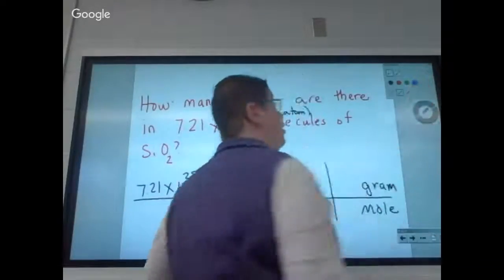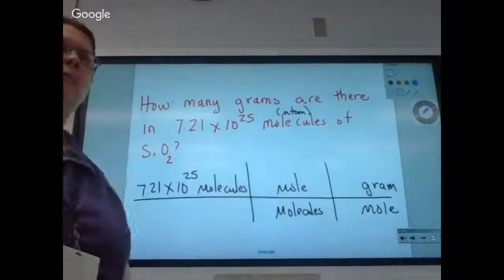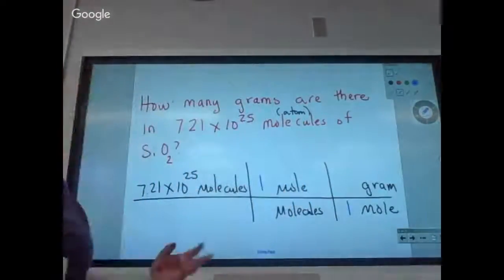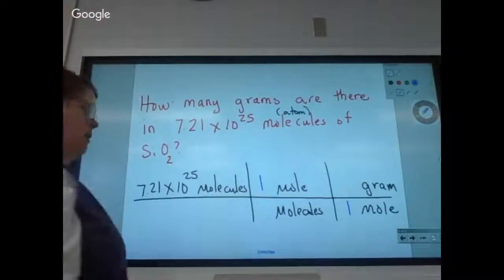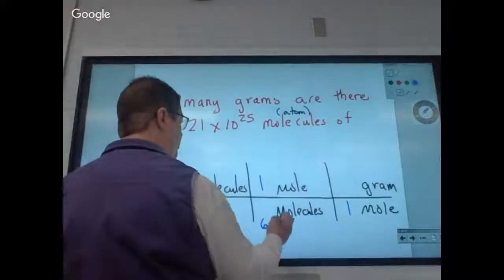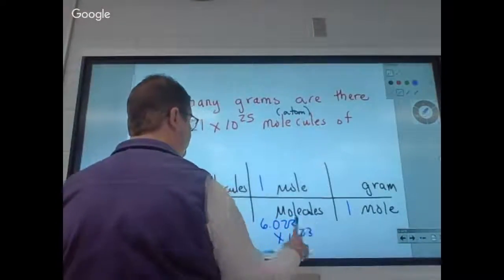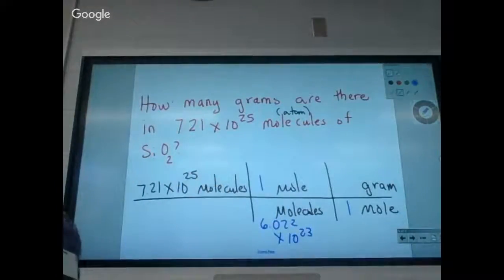Now, have we learned to balance equations yet? No. So what do we know is still going beside moles? 1. Still going to be a 1. Now, if molecules are like atoms, what number goes beside molecules? Avogadro's number. Okay, we can call him a fruit if you want.